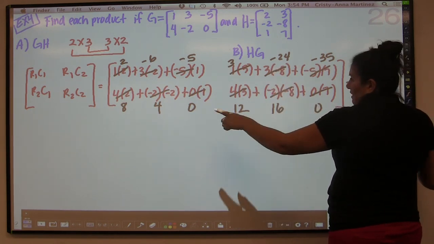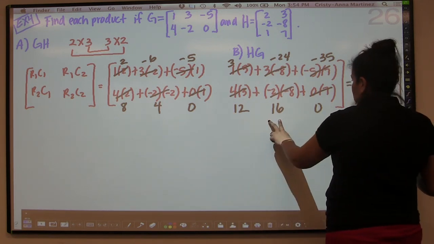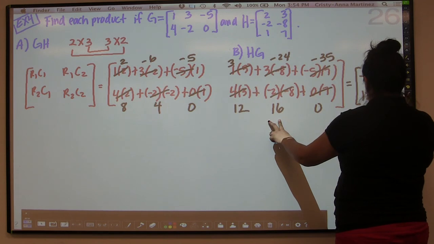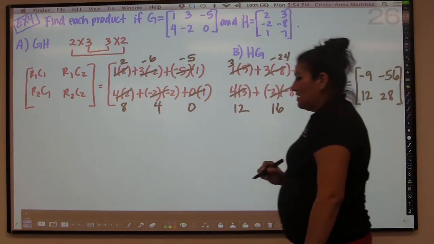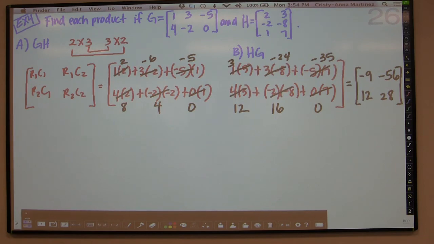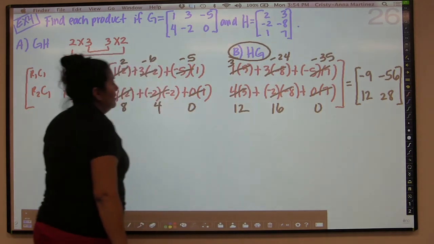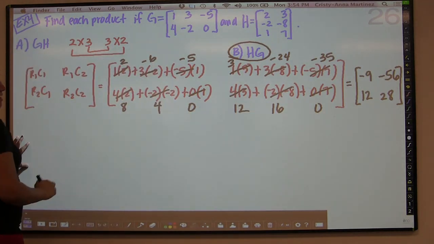And then here we're going to get 8 and 4, which is 12. And here we're going to get 12 and 16, which is 28. So you get -9, -56, 12, and 28. So now we're going to do one more thing here. I kind of ran out of space there, but we want to do HG. So I'm going to do HG down here.